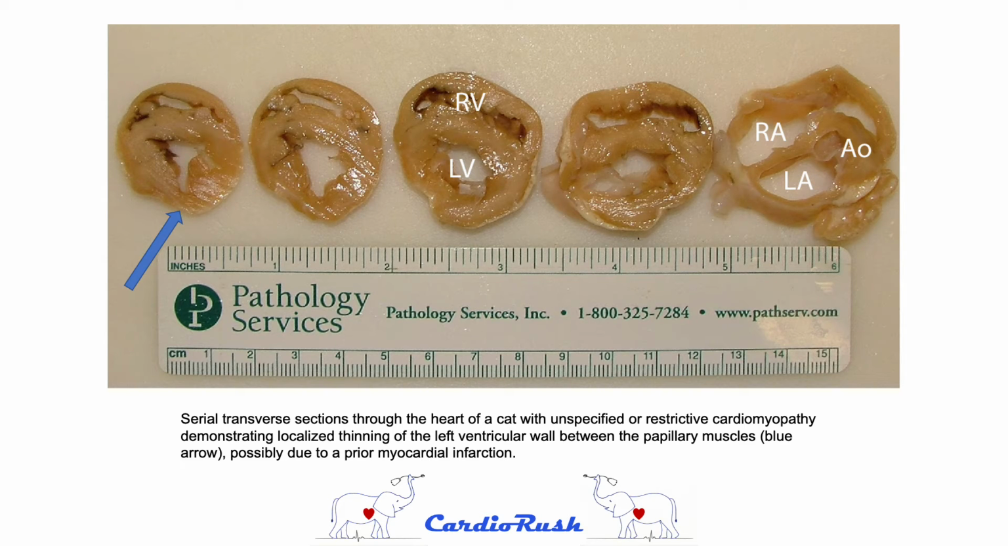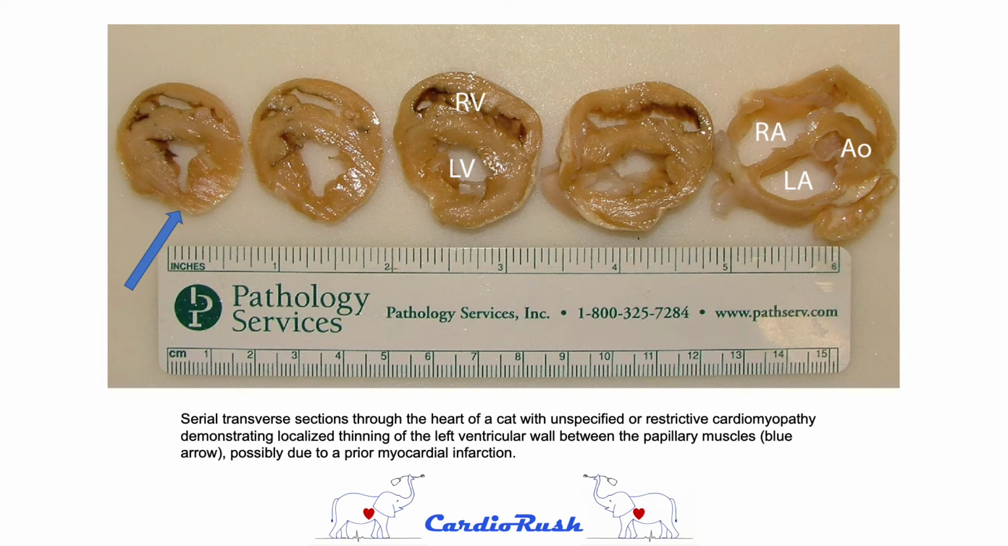These serial transverse sections through the heart of a cat with cardiomyopathy identify both right atrial enlargement and left atrial enlargement, and this cat had congestive heart failure. The walls are neither dramatically thickened or thinned, and contractile function was slightly reduced but not low enough to term the cat as having dilated cardiomyopathy. There is an area of thinning of the left ventricular free wall by the blue arrow between the papillary muscles, and this may be a localized area of fibrosis or could have happened as a result of a prior myocardial infarction.